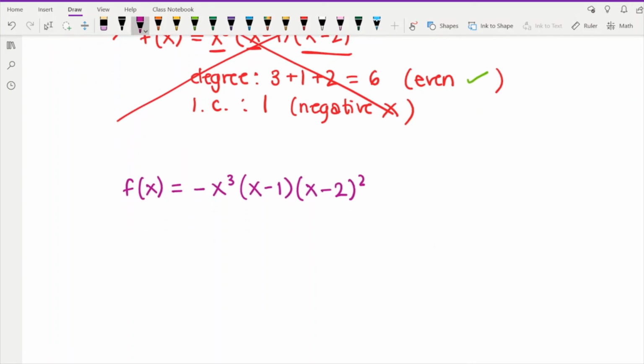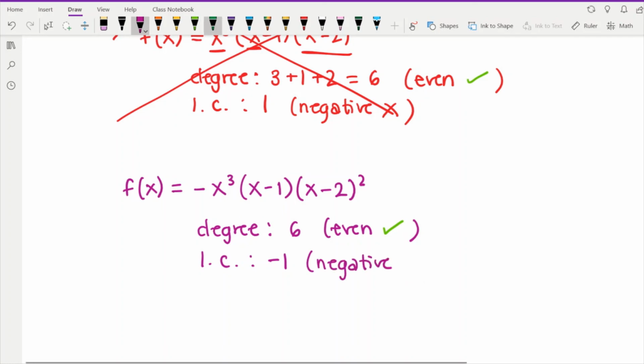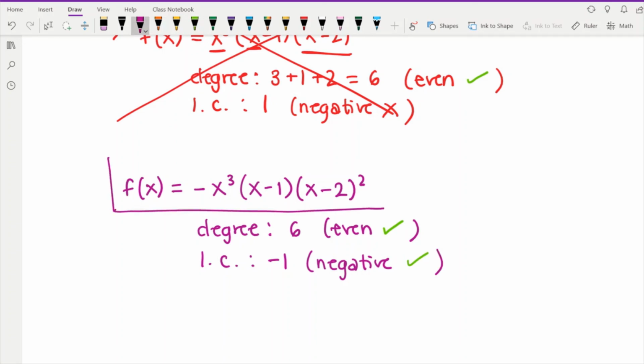So in this case, by similar reasoning, the degree would still be 6, which is even. So that's good. And then what would the leading coefficient be? Well, now it would actually be negative 1, because we would get negative x to the 6. And so that is a negative number, and we're good. And so this is our final answer for what the formula is for this function.